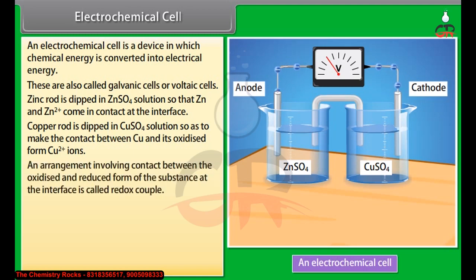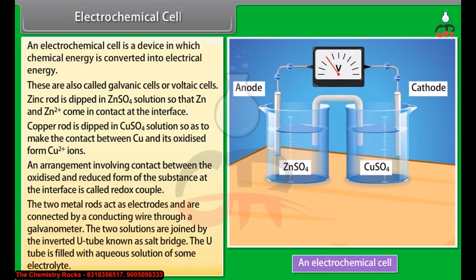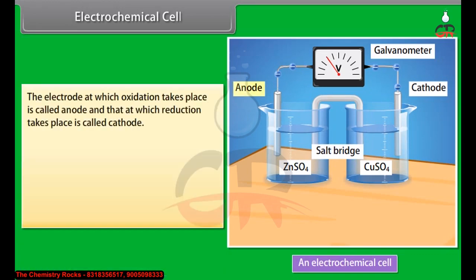An arrangement involving contact between the oxidized and reduced form of the substance at the interface is called redox couple. The two metal rods act as electrodes and are connected by the conducting wire through a galvanometer. The two solutions are joined by the inverted U-tube known as salt bridge. The U-tube is filled with aqueous solution of some electrolyte. The electrode at which oxidation takes place is called anode, and that at which reduction takes place is called cathode.